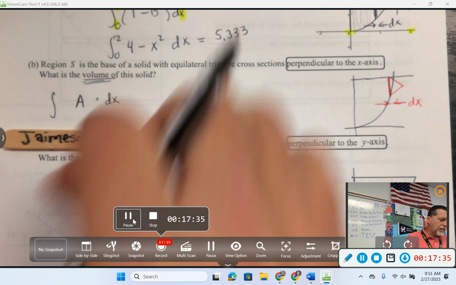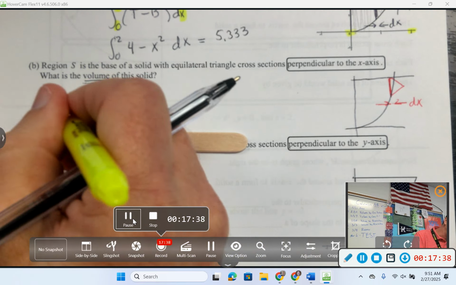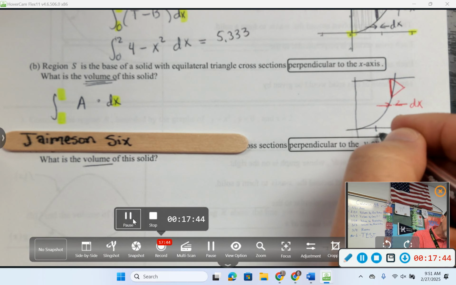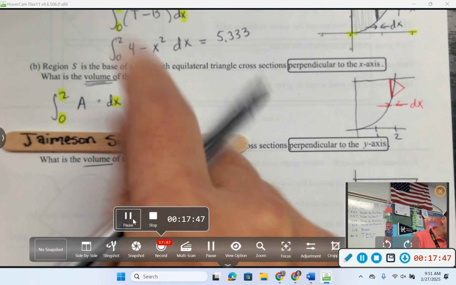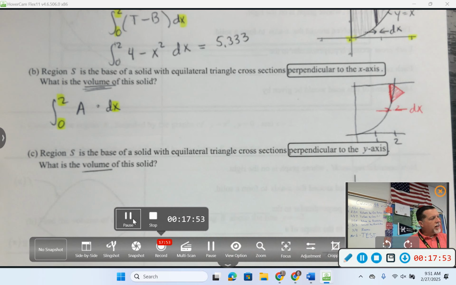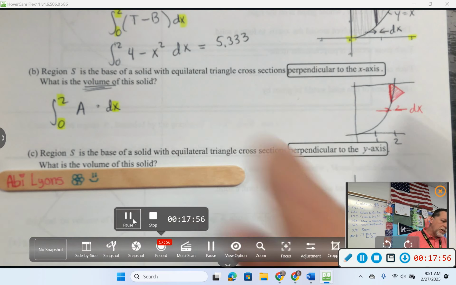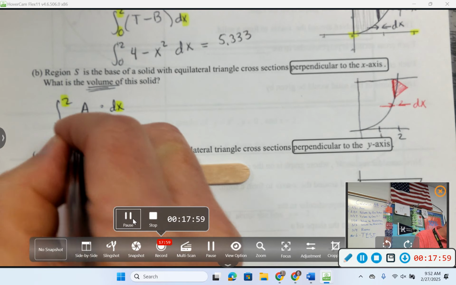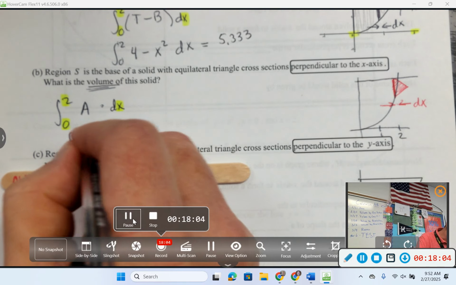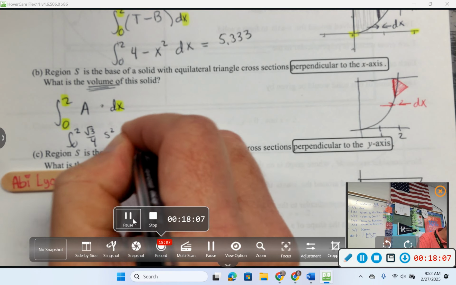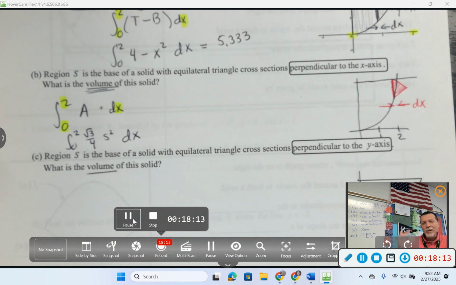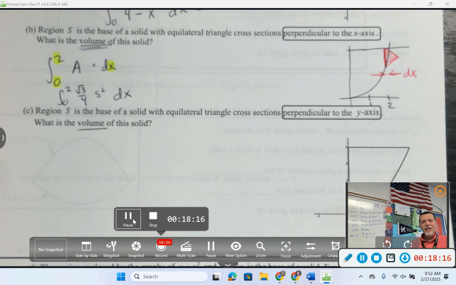So with the thickness of dx, what does that mean about my limits, Jameson? Still 0 to 2. But now I need the area of an equilateral triangle. That's the one I said you want to memorize. Maybe you don't have it memorized just yet. Maybe Abby needs to look it up. Root 3 over 4 s squared. Abby, do you have that memorized yet, or did you look it up? You got it? Okay. That's the only one, so it shouldn't be too long before you've got that one down.